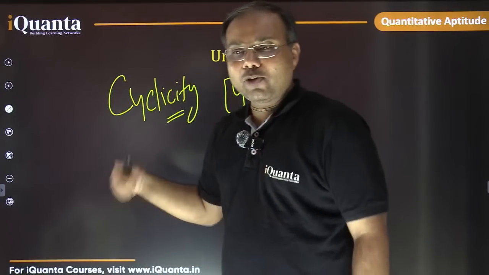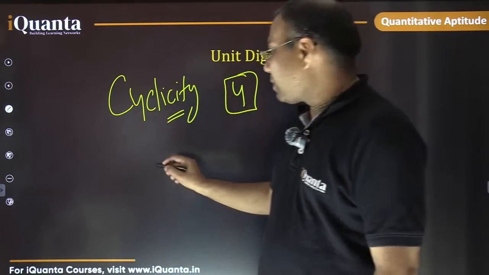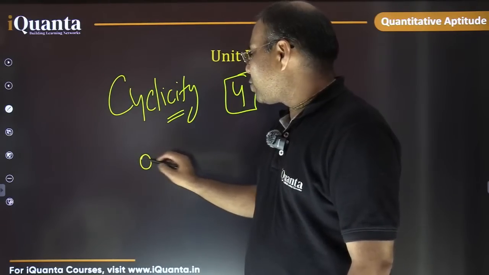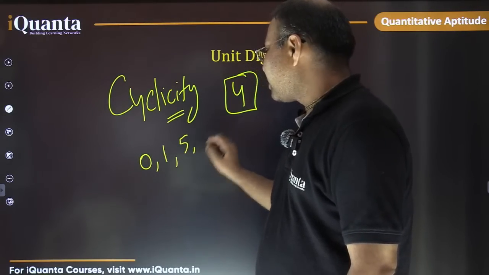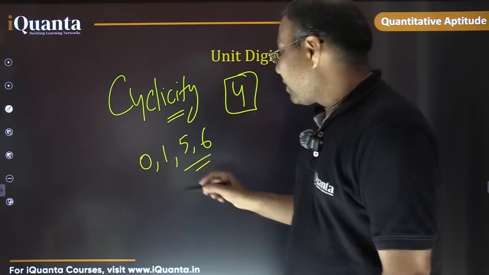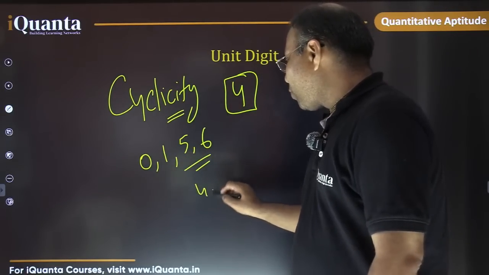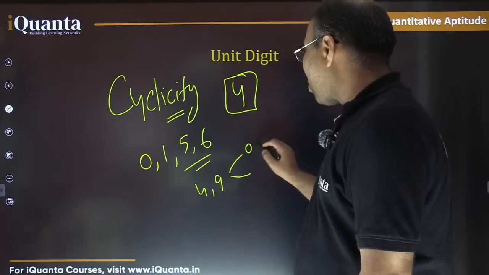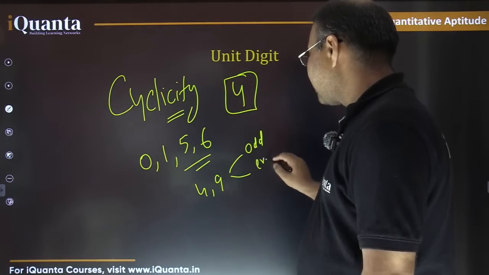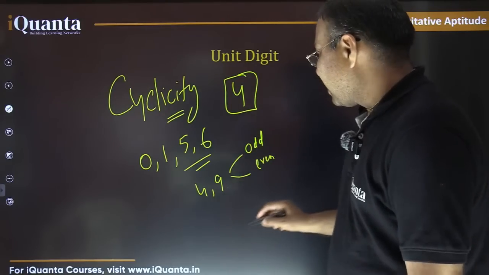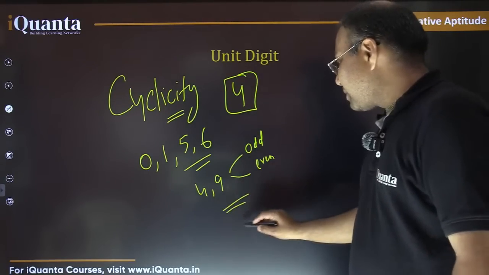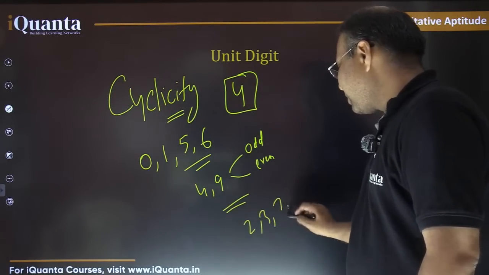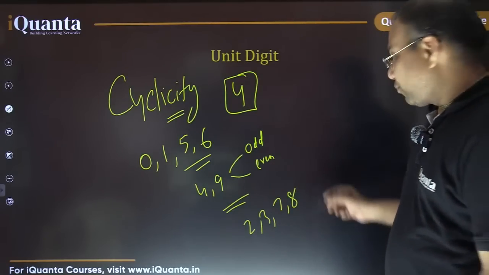Right? After every 4th power, unit digit repeats. I hope you remember that if a number ends in 0, 1, 5 or 6, unit digit will remain same. But if a number ends in 4 or 9, then unit digit repeats after every 2 powers. At odd powers and even powers, the unit digits come out to be same. And in the remaining digits, that is 2, 3, 7, 8, the powers repeat after every 4th power.